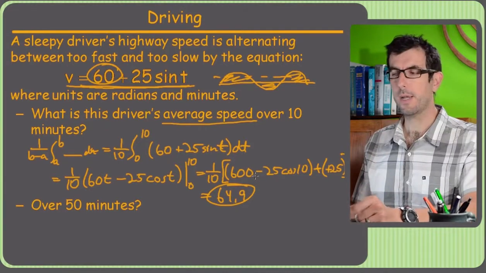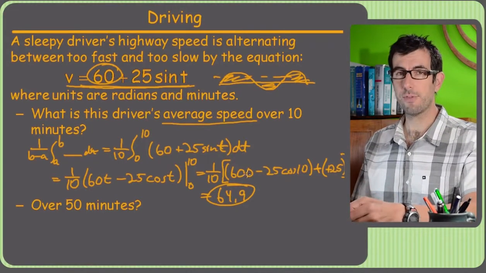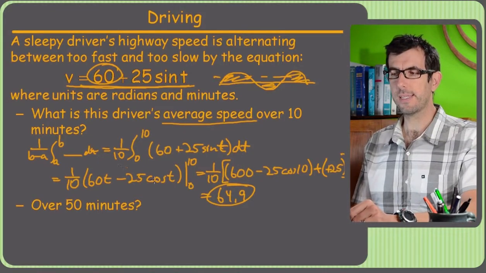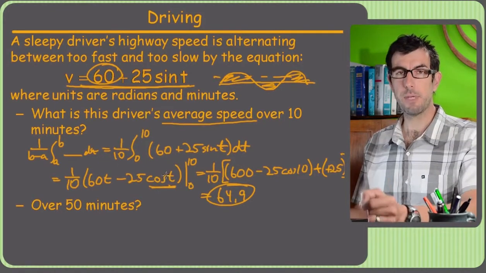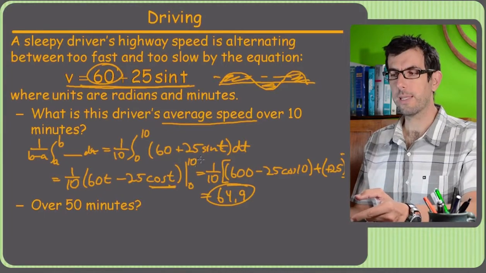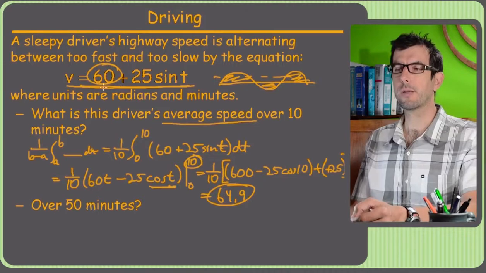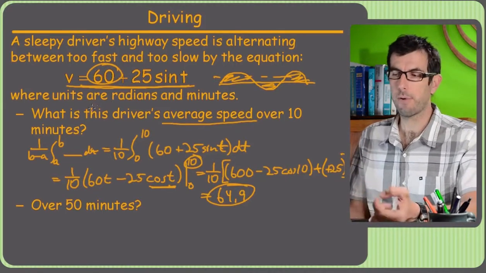Really key point here: whenever you're plugging in angles in calculus, it's almost always in radians. So when we had cosine of t here, your calculator has to be in radian mode when you plug in 10. Otherwise, you'll get a different answer than I got. You'll probably get something really close to 60 if you used degrees instead of radians.